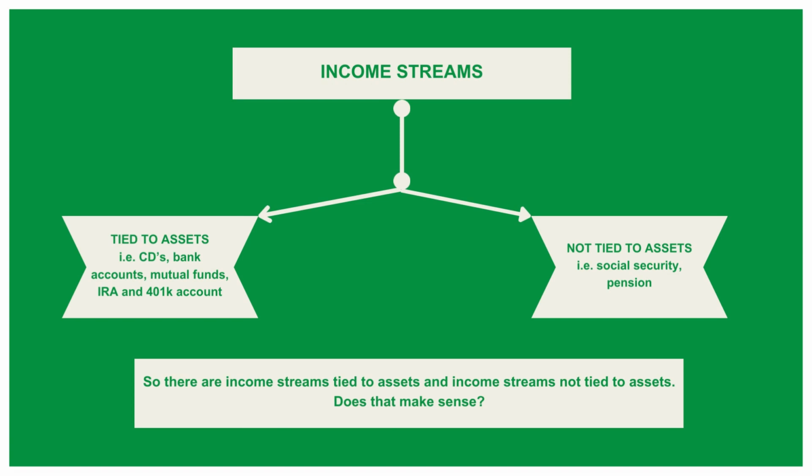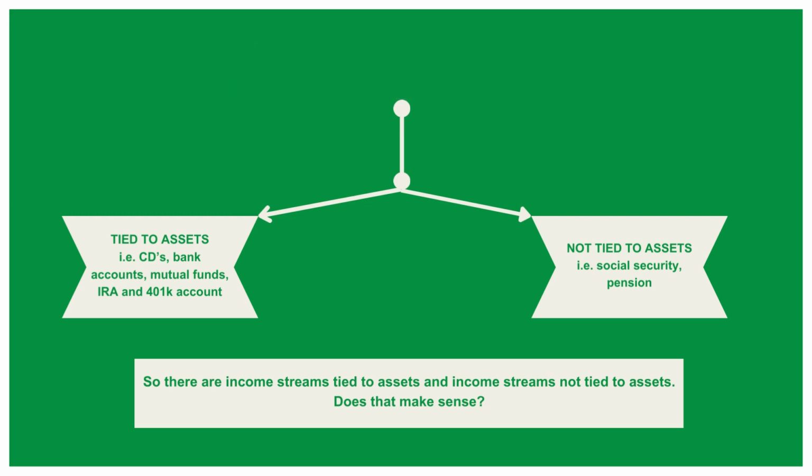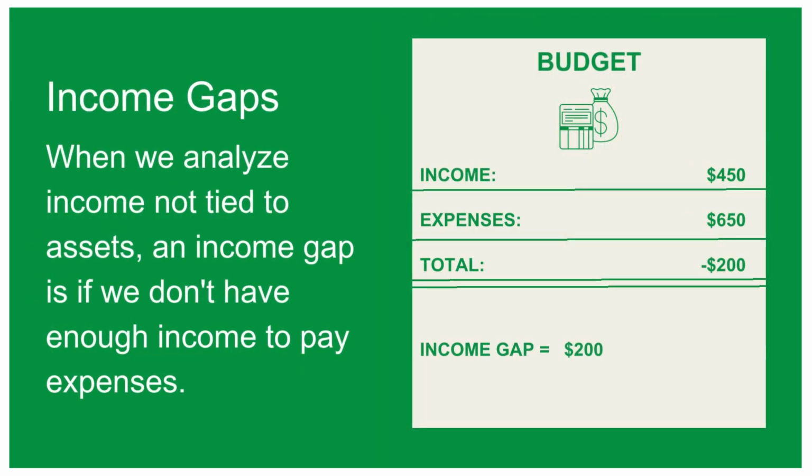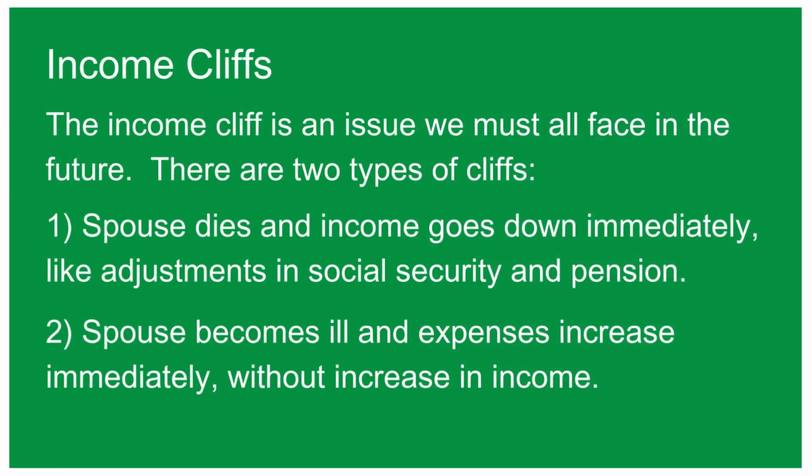Some incomes are tied to assets like CDs, bank accounts, mutual funds, IRA, 401k accounts, and some are not tied to assets like Social Security and pension. So there are income streams tied to assets and income streams not tied to assets. Does that make sense? We should discuss 2 concepts that must be considered in retirement. I call these income gaps and income cliffs. First, let's look at income gaps. When we analyze income not tied to assets, an income gap is if we don't have enough income to pay expenses. But there are also income cliffs.